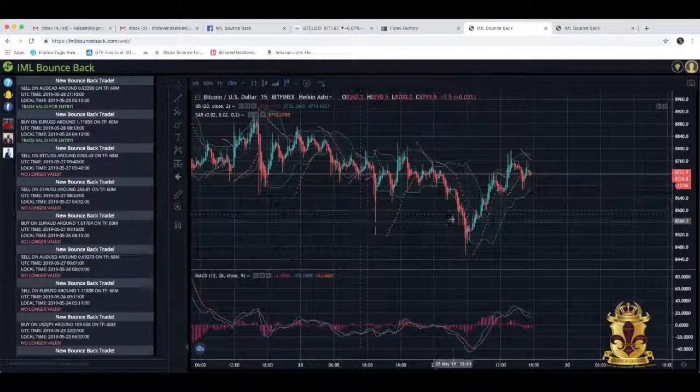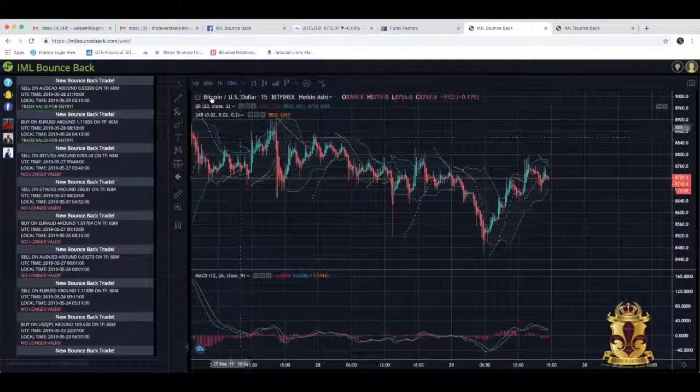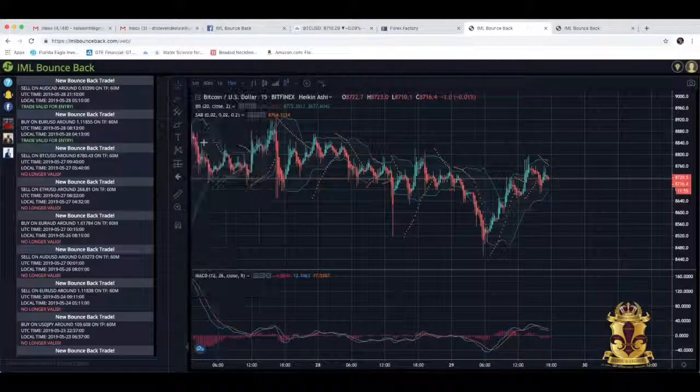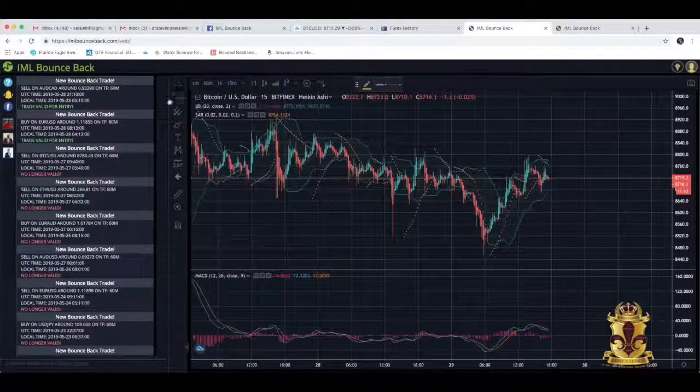Now that we're on our 15 minutes, what I like to do is establish a zero line on the price that was called on. Very simple. Come up to the left-hand side. Click this arrow here. This is where your trend lines and your arrows are. You want to click on the horizontal line. And then you want to go to the price it was called on, 8780.43. You can get as close, 8780.